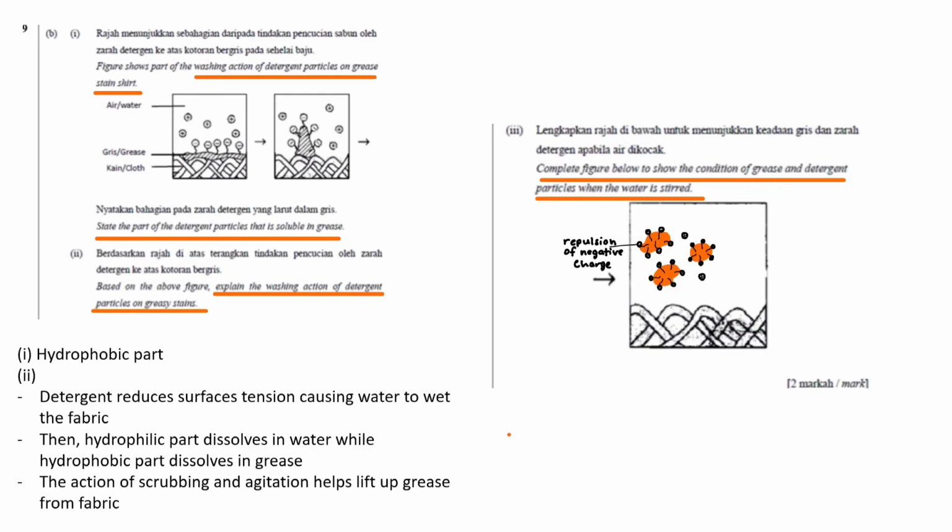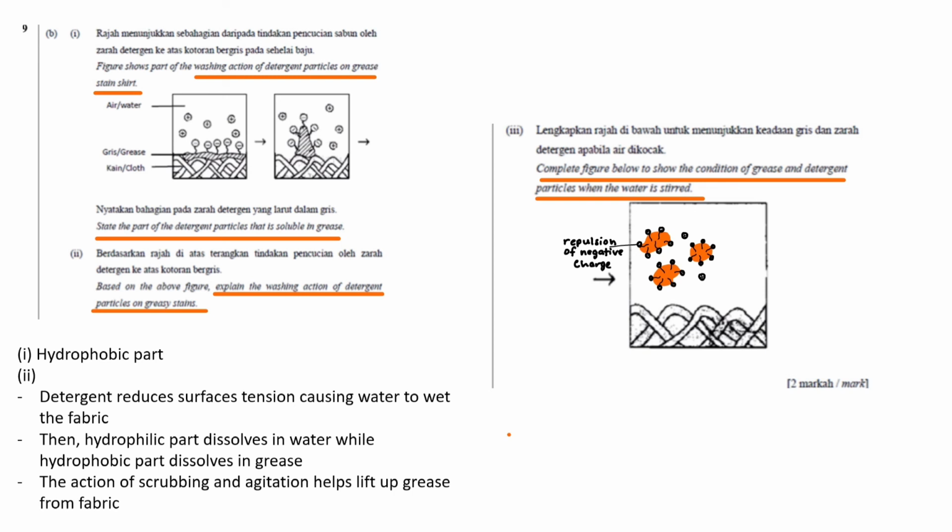For question 9b, Roman 1, the figure shows part of the washing action of detergent particles on a grease stained shirt. State the part of the detergent particles that is soluble in grease. The answer is the hydrophobic part, the tail. Because the detergent particle consists of two parts, the hydrophilic head and the hydrophobic tail. The word philic means love water, so the hydrophilic head will dissolve in water, while the word phobic means afraid of water or hate water, so the hydrophobic tail will dissolve in the grease.